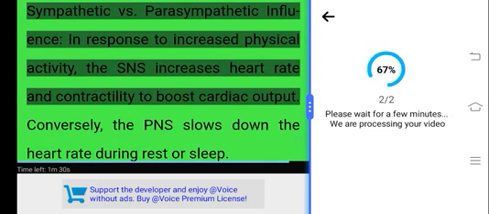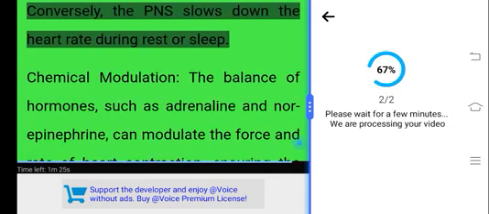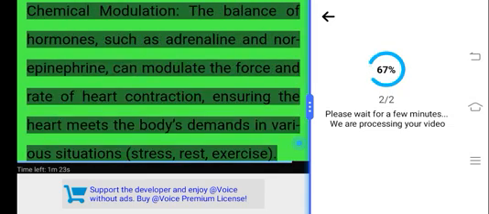Sympathetic versus parasympathetic influence. In response to increased physical activity, the SNS increases heart rate and contractility to boost cardiac output. Conversely, the PNS slows down the heart rate during rest or sleep. Chemical modulation. The balance of hormones, such as adrenaline and norepinephrine, can modulate the force and rate of heart contraction, ensuring the heart meets the body's demands in various situations: stress, rest, exercise.